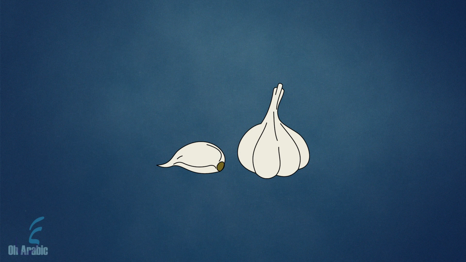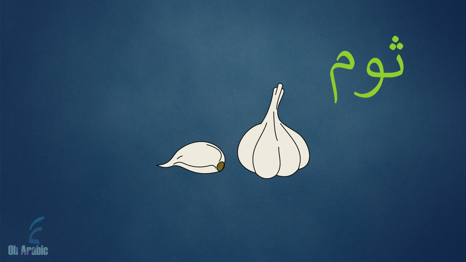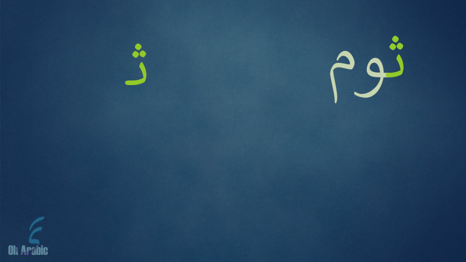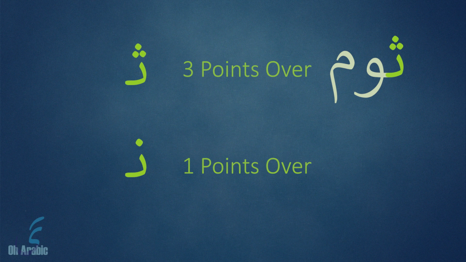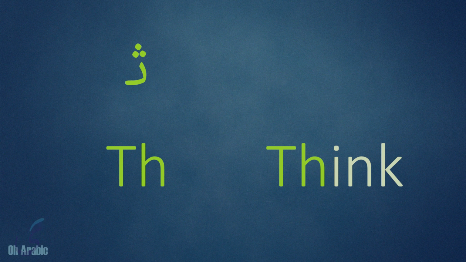What do we have here? Is this garlic? Oh yes. The Arabic word here is thoum. You know that it is very nutritious, right? And also it has a pungent odor. We have here a new letter. It is tha. Its shape is like the letter na, right? But the difference is in the count of points. Its sound is like th in think.